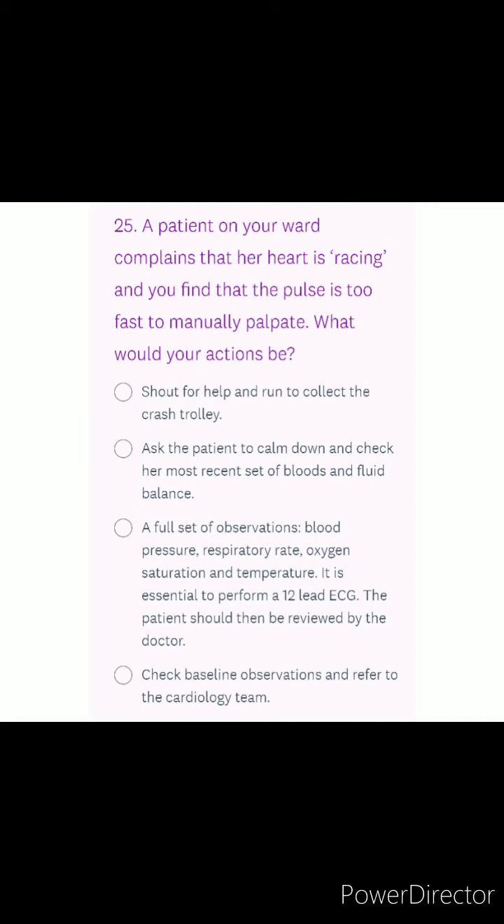So your question was that the patient's heart is racing and you find that the pulse is too fast to manually palpate. What would your action be? It is a full set of observations: blood pressure, respiratory rate, oxygen saturation, and temperature. It is essential to perform a 12-lead ECG. The patient should then be reviewed by the doctor. That is, option C is the right answer.